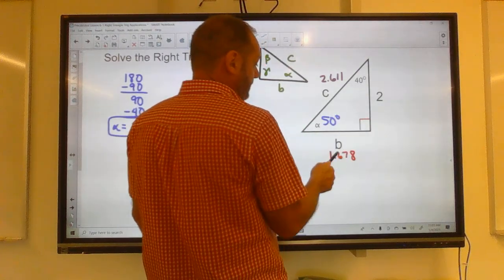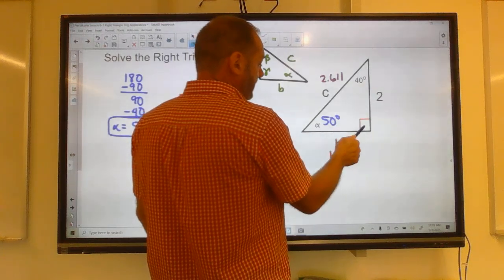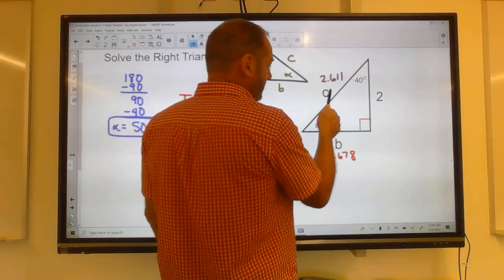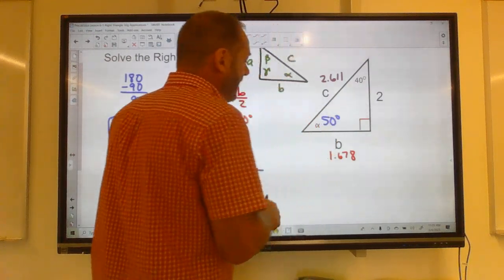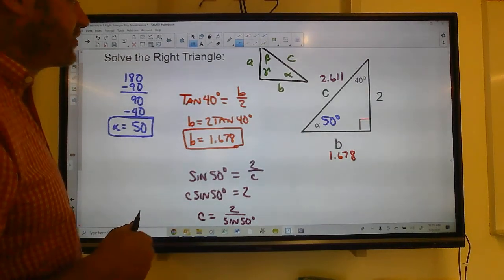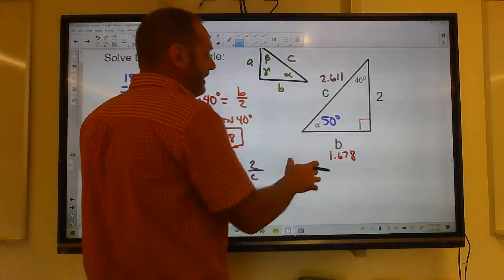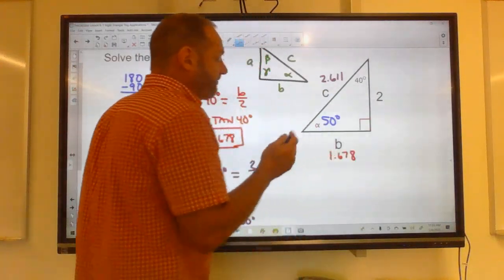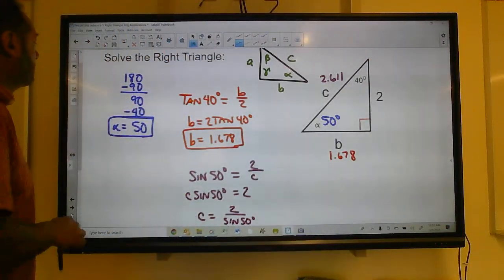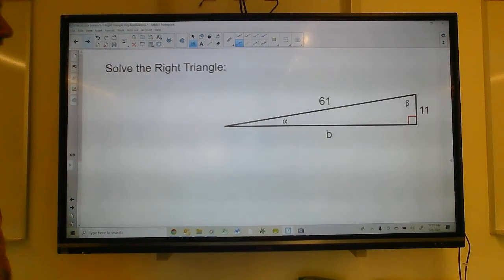And it is. Okay? And then my biggest angle is the 90-degree angle. So the biggest side should be this side, the hypotenuse. And it's 2.611, and it is. So that's kind of a quick little check. I've found all 3 sides. I've found all 3 angles. This triangle's solved. Okay? Moving on.